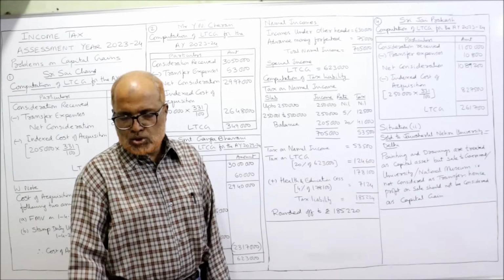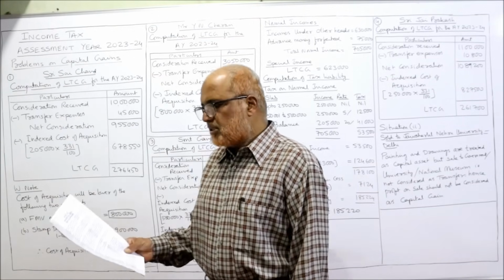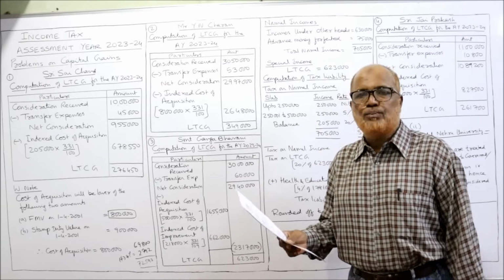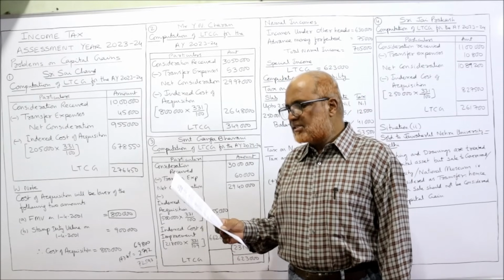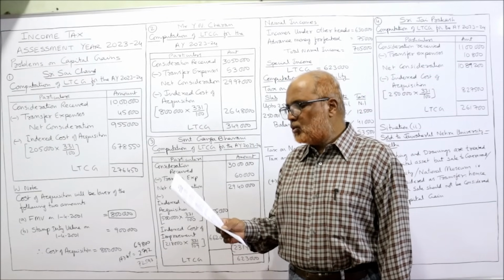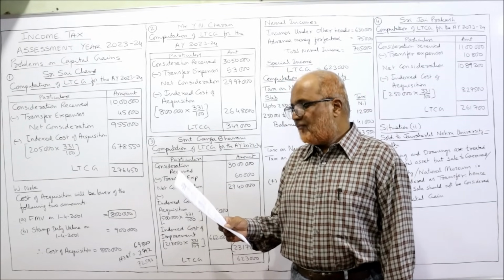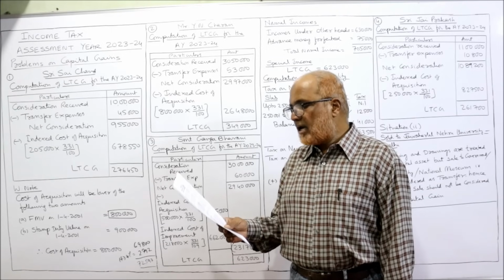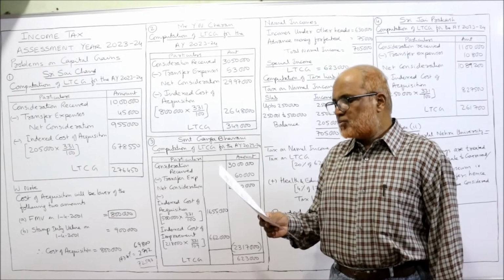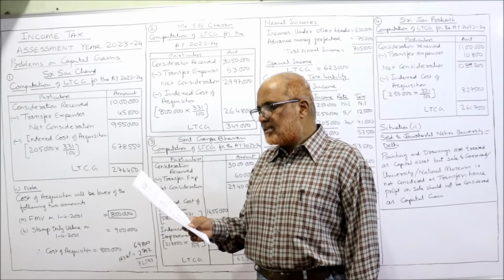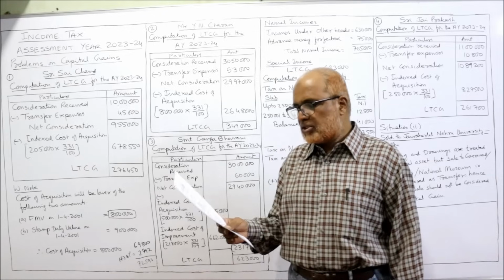That's all. So 3 problems I have explained. Now I am coming to the 4th problem. Sri Jai Prakash purchased a sculpture on 25th June 2001 for 2,50,000 and sold it for 11 lakh during the previous year. Selling expenses 10,800. Calculate capital gain in the following 2 situations.